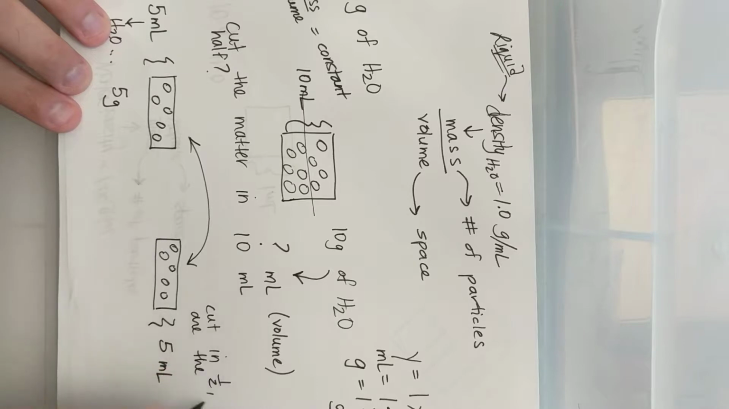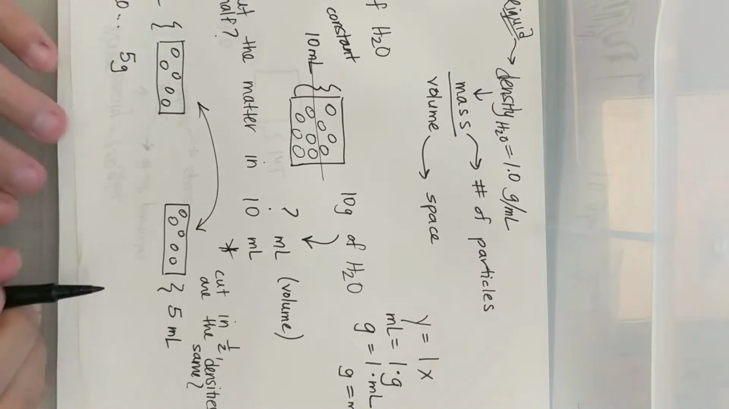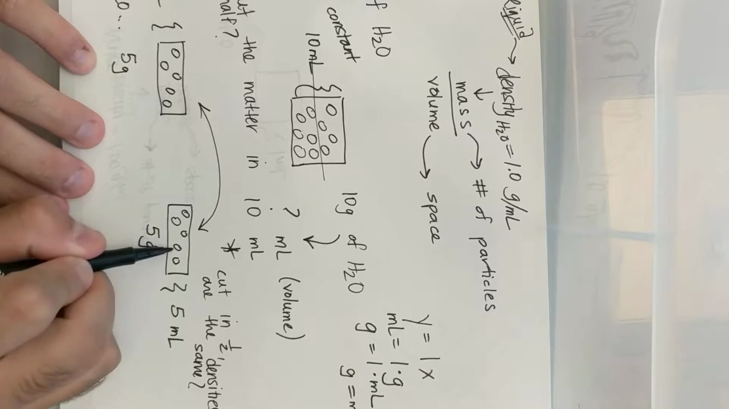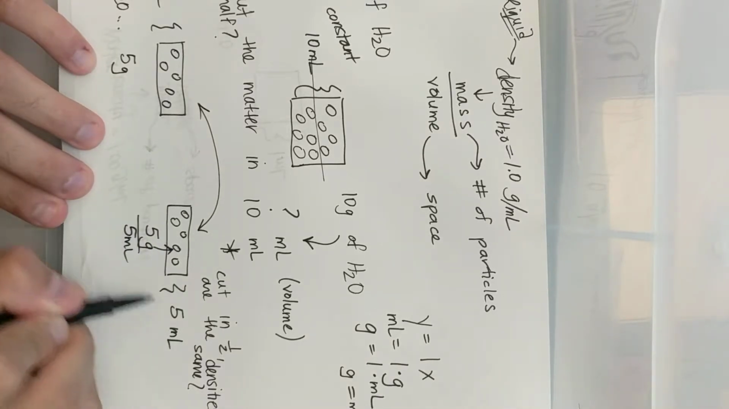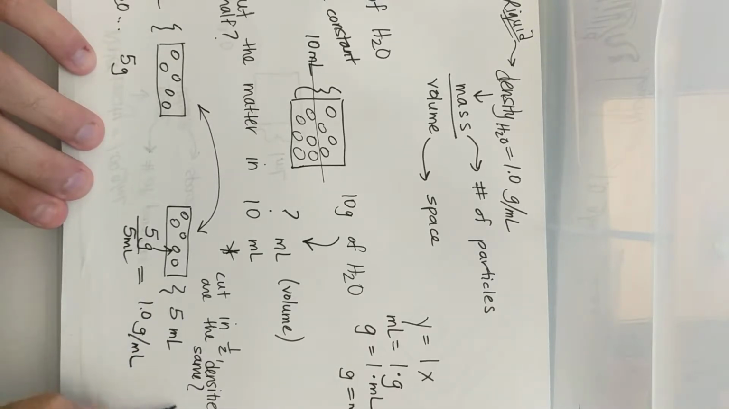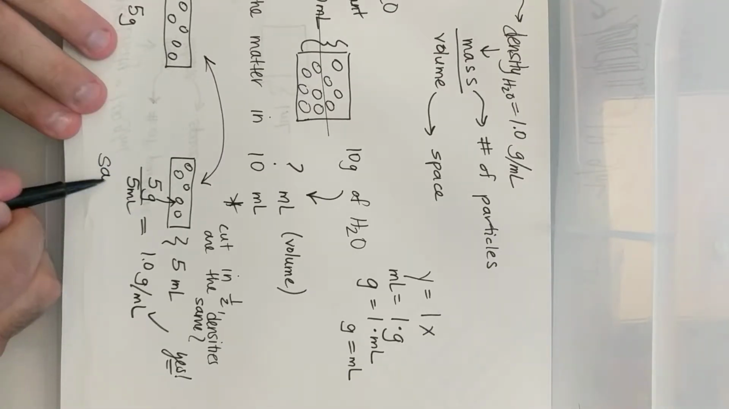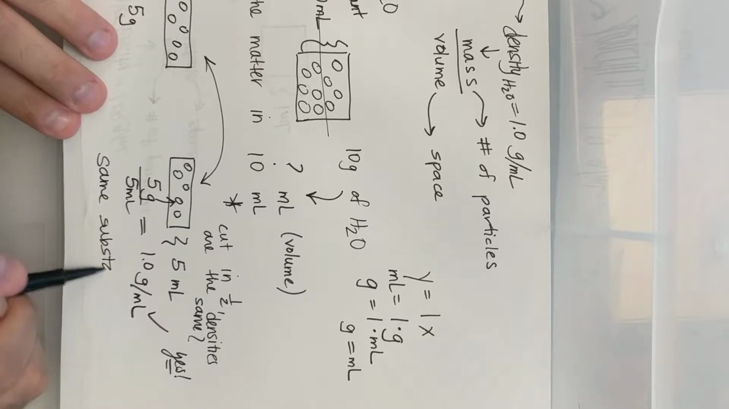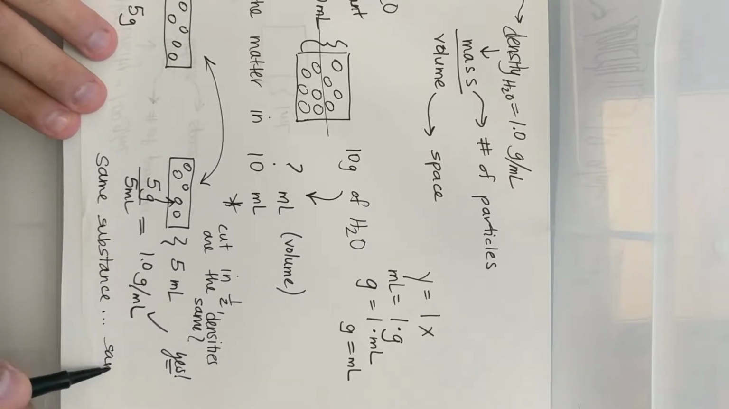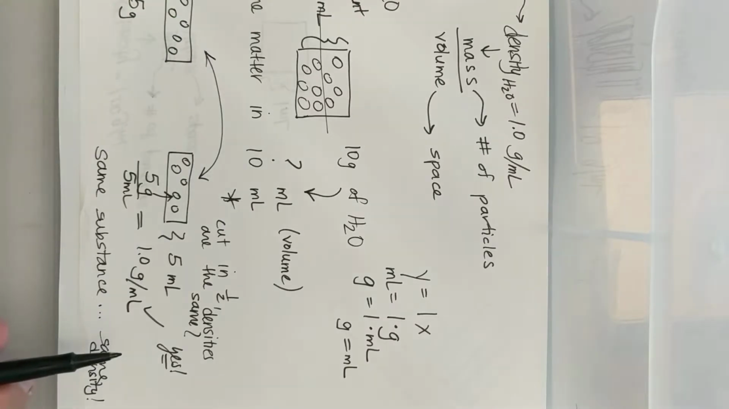Okay? But my question becomes, if I cut this in half, are the densities the same? And that's going to be a future test question, so star that. Well, density is mass per unit volume. I have 5 grams in here, and this is 5 milliliters, as I mentioned, because I cut it in half. The density is still 1 gram per milliliter, so yes. And basically, to answer that question, if I have the same substance, I should have the same density. Density is used to identify substances, and we're going to do that from now on.